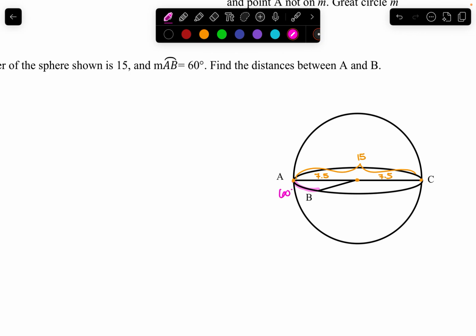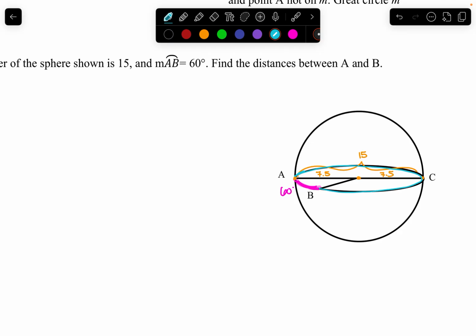Now it says find the distances between A and B. So again, I can go this way between A and B, or I could take the long way around where I go all the way to C and come back all the way over here for B. Well, those are arc lengths, okay? So what I'm going to do is start with the short distance from A to B. And then I'm going to do the long distance from A to B. So here's the short distance, and here's the long distance. All right, and again, it's just arc length.